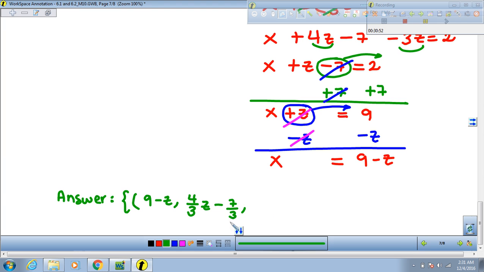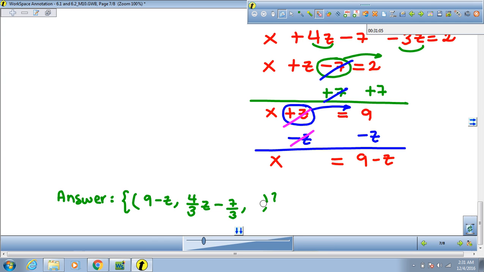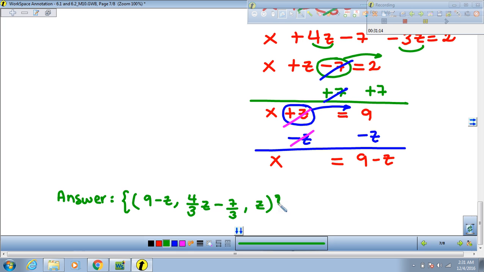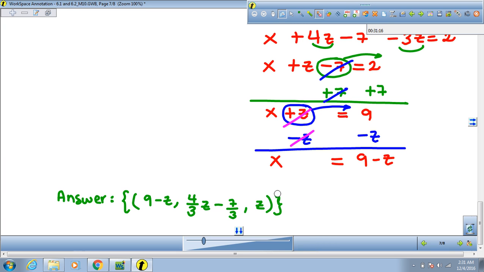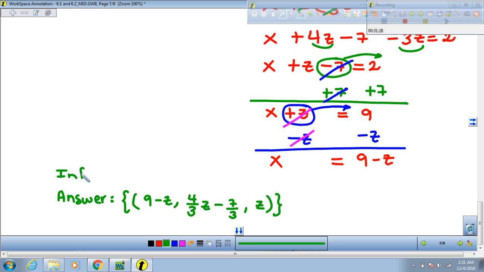Comma, now, you see how we never solve for z because the z was repeated? Well, that variable that is repeated, all you're going to do is write it as comma z. And then a bracket. And let me write this a little bit better. And that's it. And that's how you write your answers, besides the fact of saying that you have infinitely many solutions.